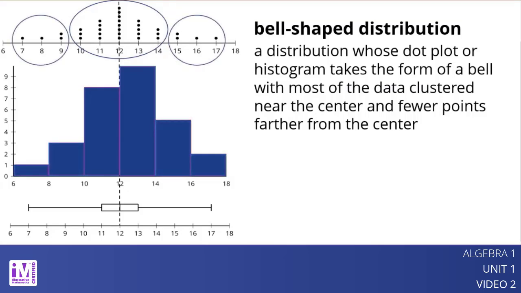This makes the measure of center a very good description of the data as a whole. Bell-shaped distributions are always symmetric or close to it. The histogram and the box plot both group data together. Since histograms and box plots do not display each data value individually, they do not provide information about the shape of the distribution to the same level of detail that a dot plot does.